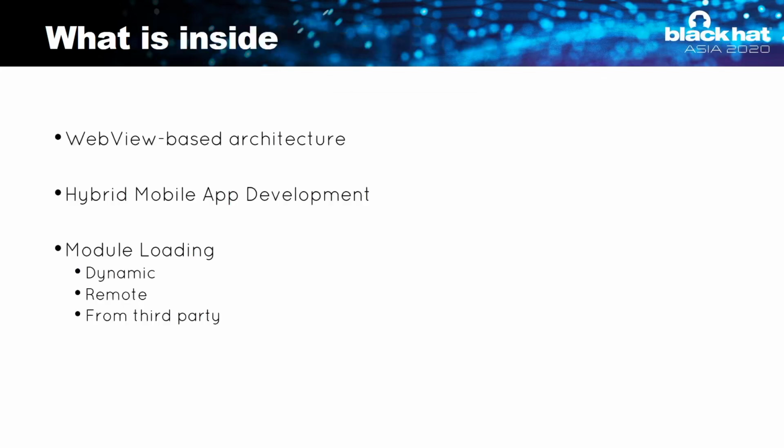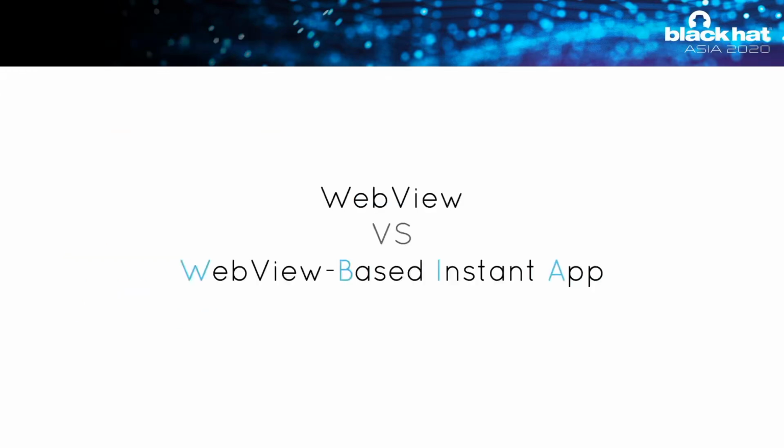What's inside, you may ask? There are two common architectures. The most popular one is based on WebView. From a developer's perspective, it's a very flexible way to develop hybrid mobile apps. Unlike traditional hybrid apps, instant apps can load and run remote modules provided by a third party. Let's compare the WebView and the WebView-based instant app. I will call the WebView-based instant app WBIA for short in the next.